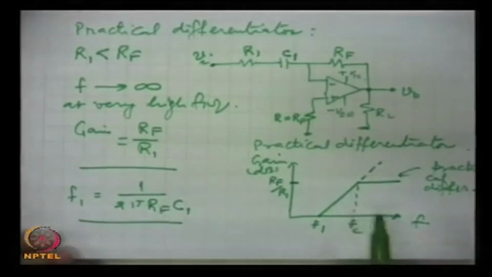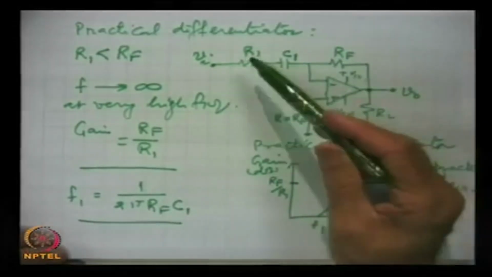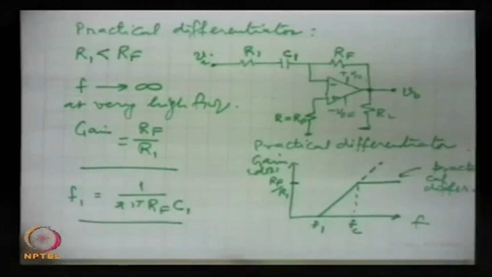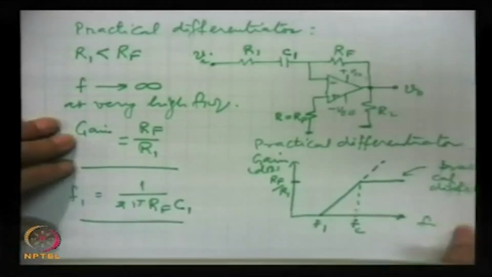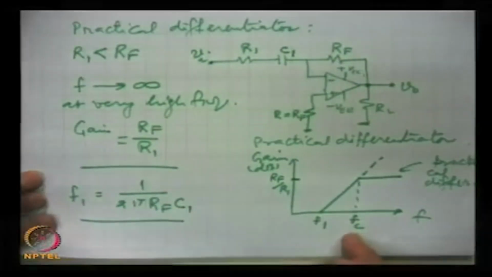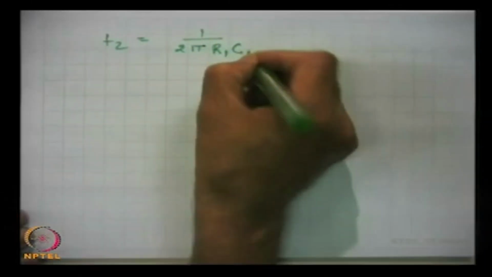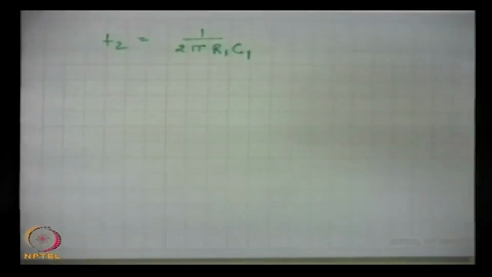at which the gain becomes 0. So this is the frequency, and the inclusion of R1 limits the high frequency range of the differentiator, and this Fc will be given by Fc is 1 by 2 pi R1 C1. So again, as in the integrator, we have two frequencies, F2 which is same as Fc, which I have written here.